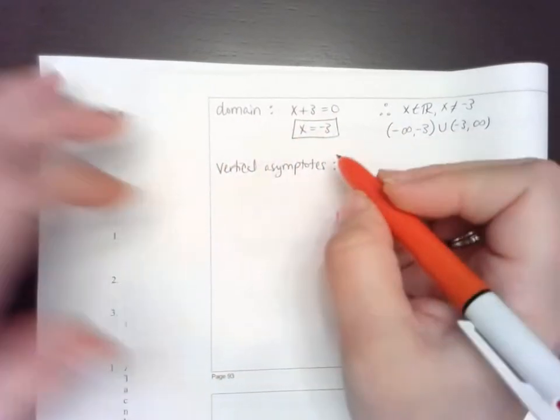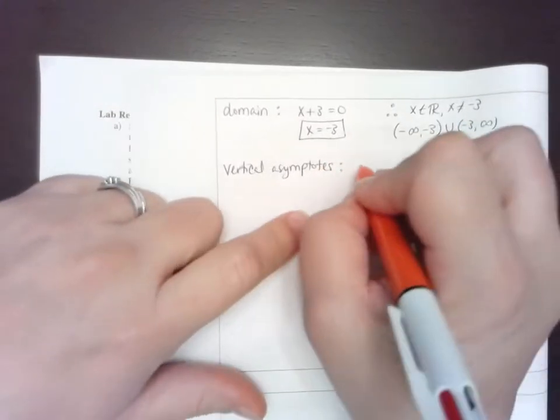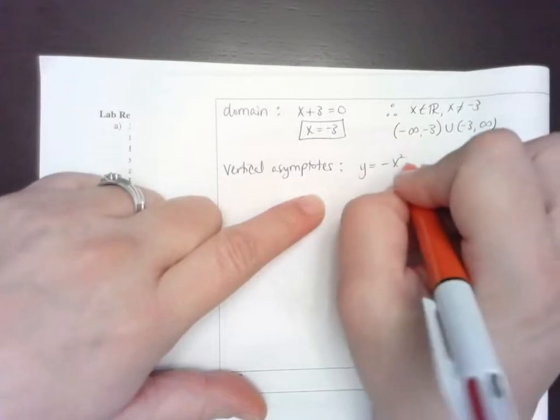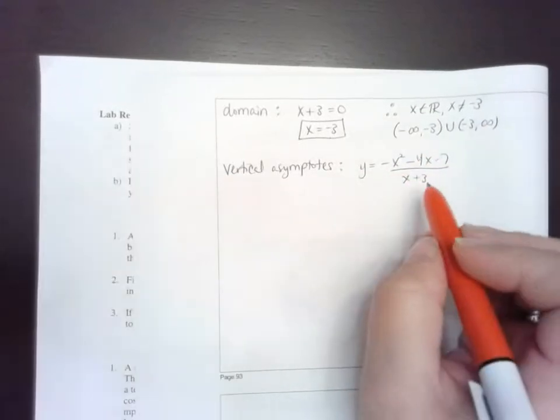What does negative 3 do? Does it make my numerator also equal to 0? Well, the original fraction was y equals negative x squared minus 4x minus 7 over x plus 3.